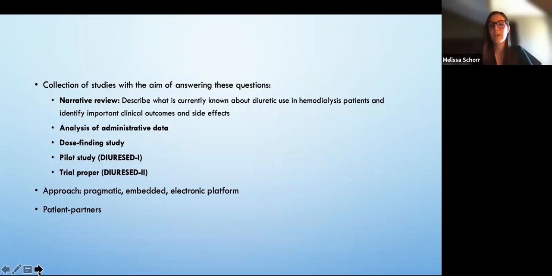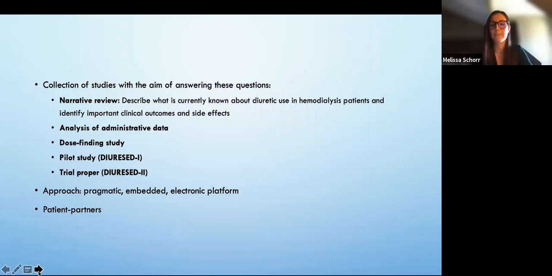So what we aim to do is to answer these questions through a series of studies. Our first study is a narrative review that's coming to a close, and that's really summarizing the evidence that's out there surrounding this topic. We're then going to do an analysis of administrative data, a dose-finding study, a feasibility trial, and ultimately a trial proper. And we aim to use a pragmatic embedded approach for these studies. And we're going to use the electronic platform for some aspects, including e-consent and information video, and for collecting patient-reported outcomes. And we've been very fortunate in that we've had patient partners involved from day one in the planning of all of these. Next slide.